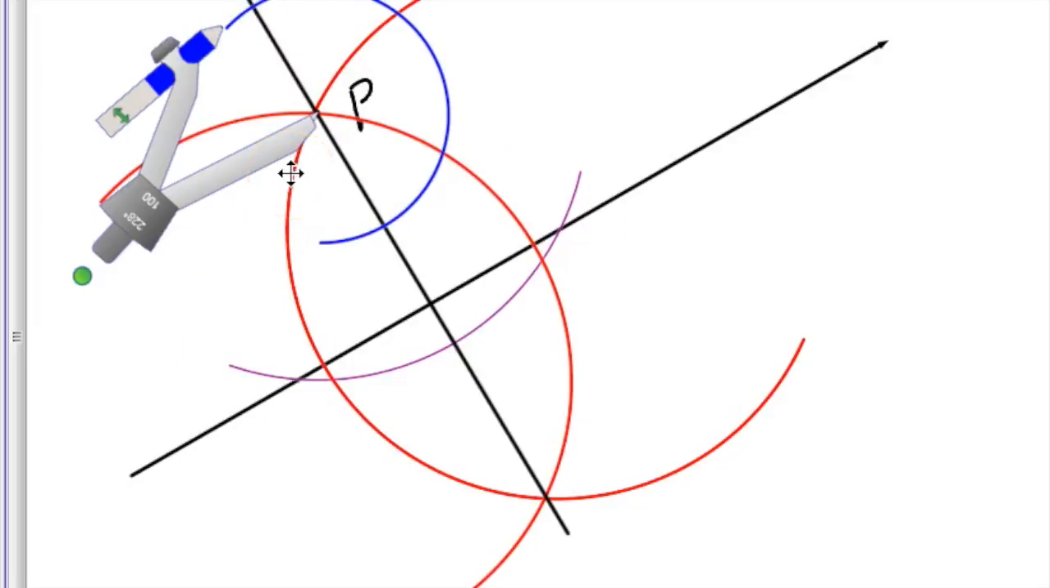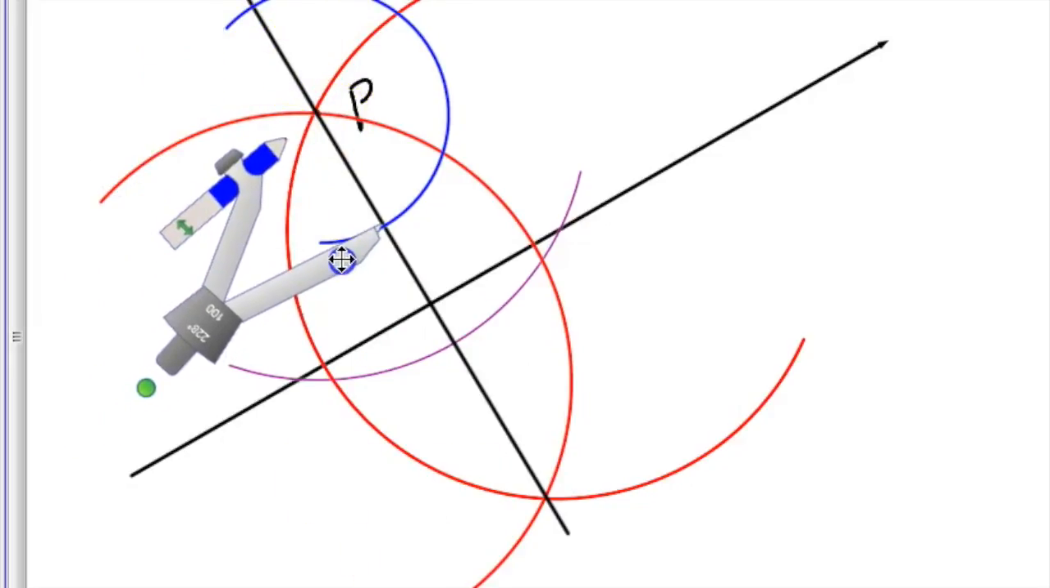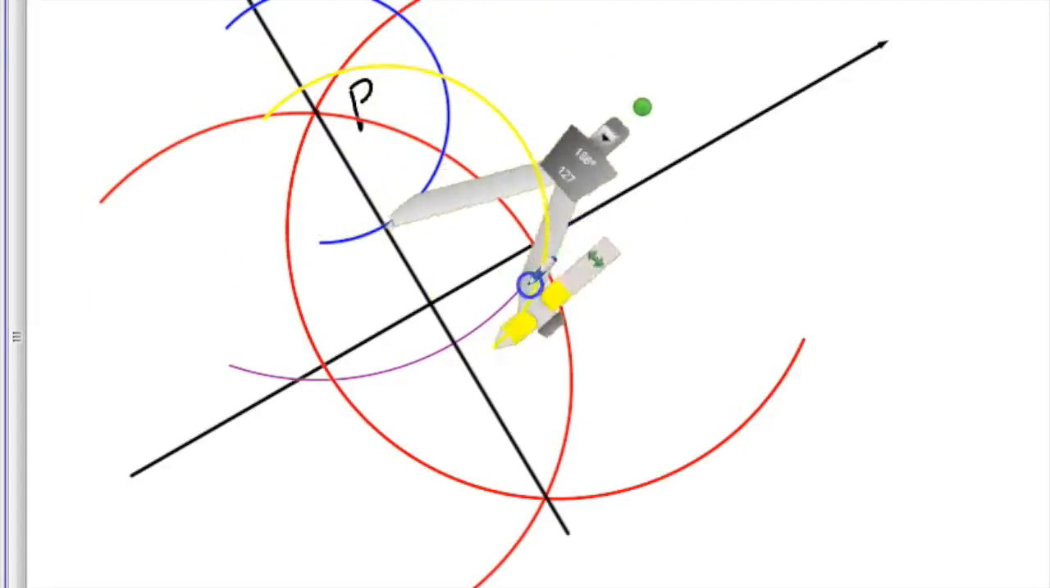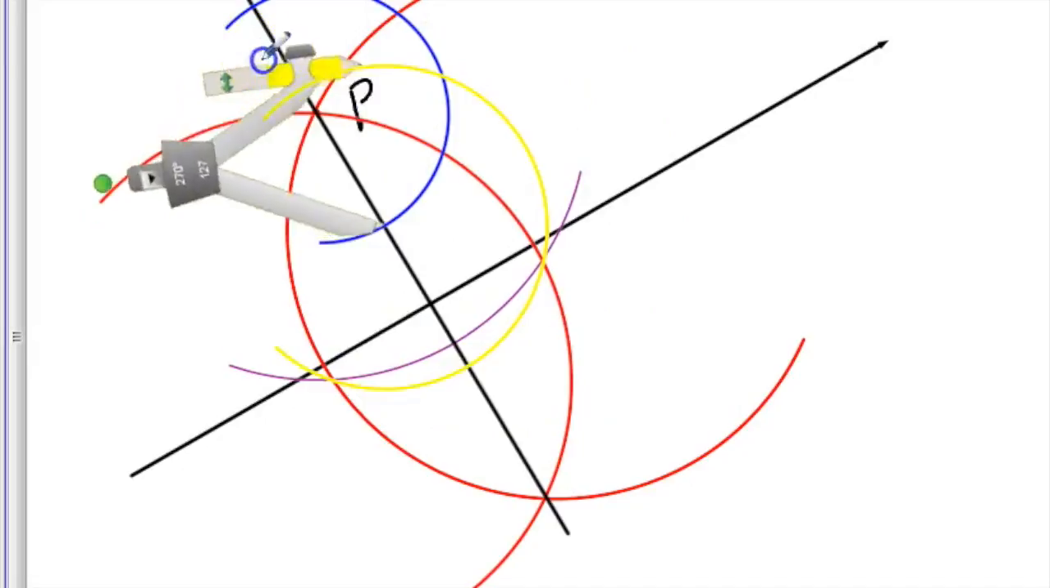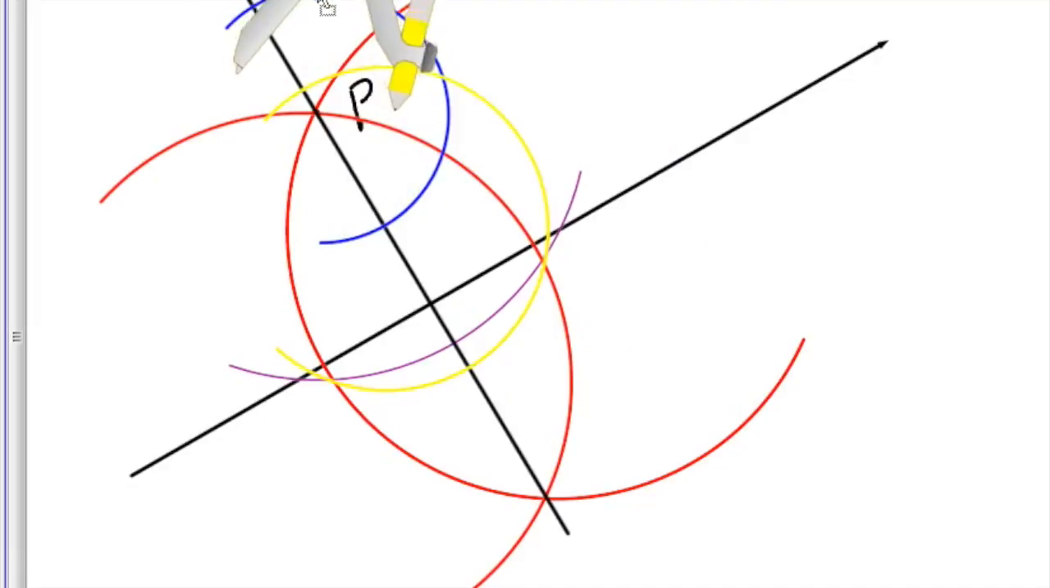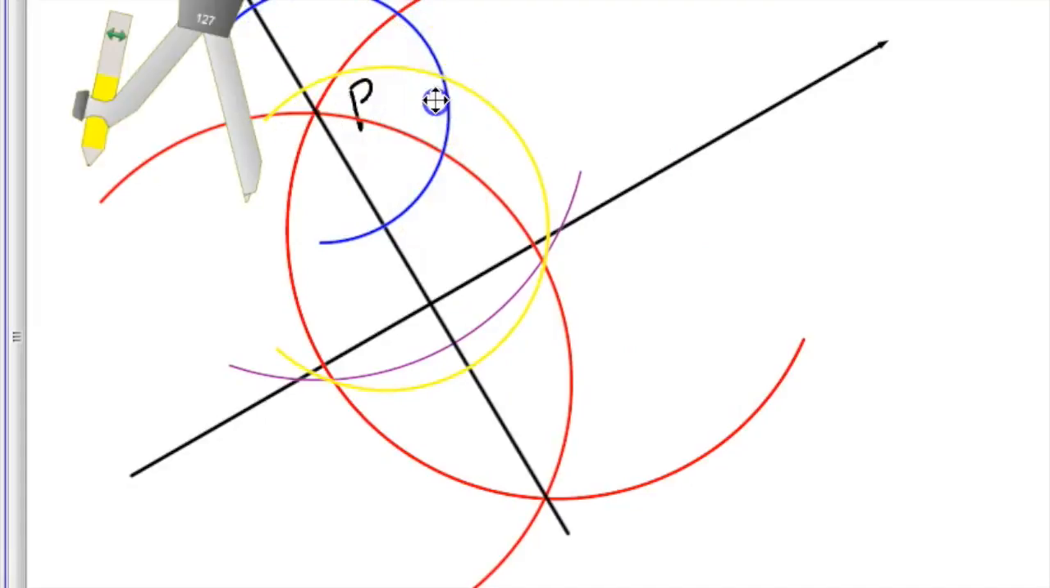Same exact thing, we're constructing another perpendicular bisector, so I'm going to take the point of my compass and I'm going to move it to one of those intersections, and then I'm going to change the color of my pen. I'm going to do yellow for this case, and I'm going to draw a semicircle that goes through the line, stretch it out just a little bit, and a semicircle that goes right through the line, just like that.